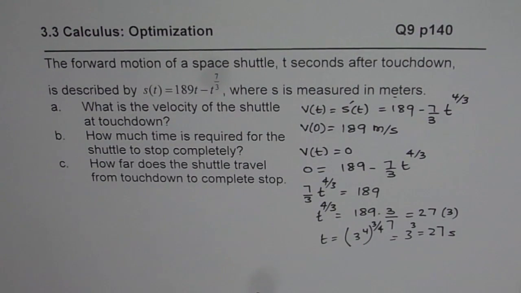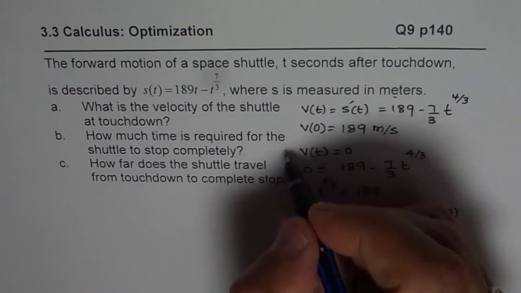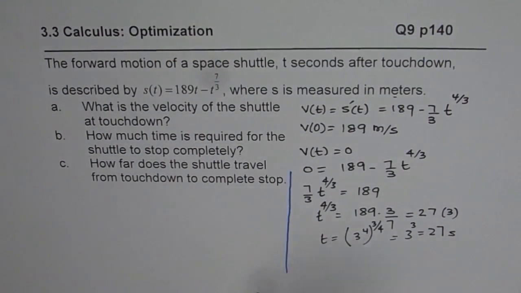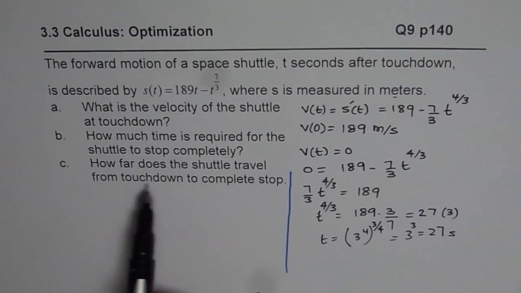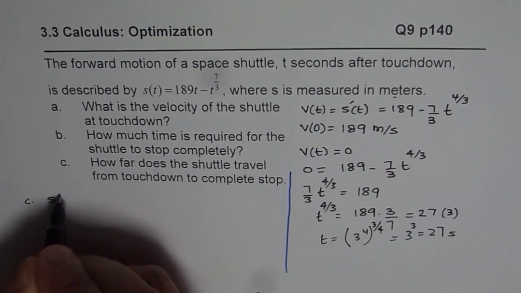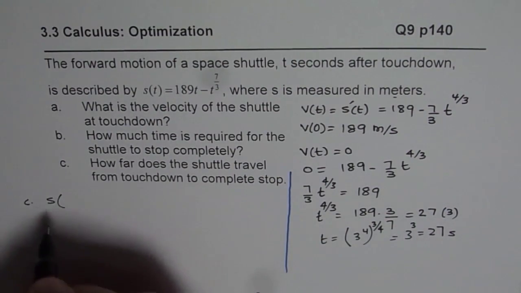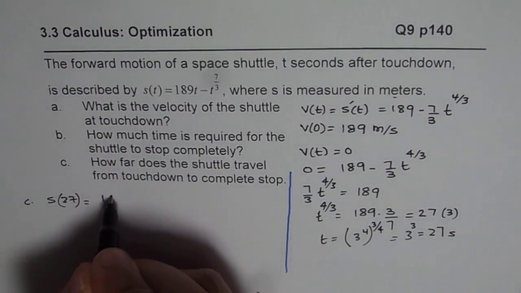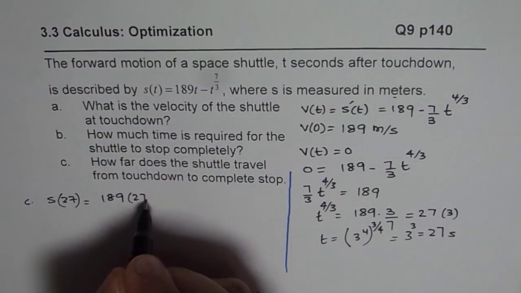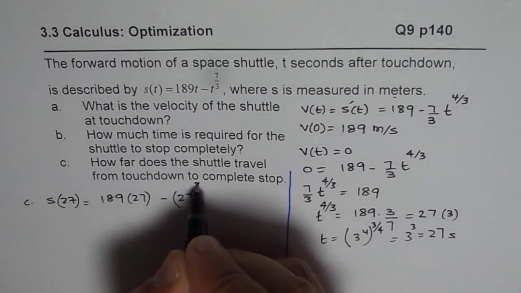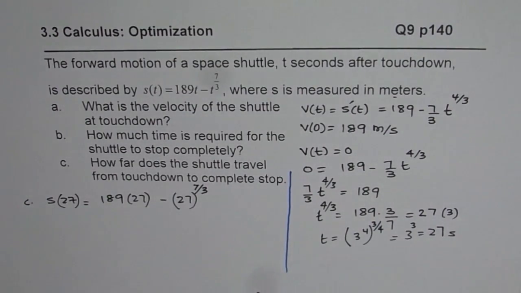Now part C here is, so let me divide the page. So we'll do part C on the left side. How far does the shuttle travel from touchdown to complete stop? That means we need to find displacement at t equals 27. So replace t with 27. So you get 189 times 27 minus 27 to the power of 7 over 3, right? So once you calculate that, you get your answer, correct?